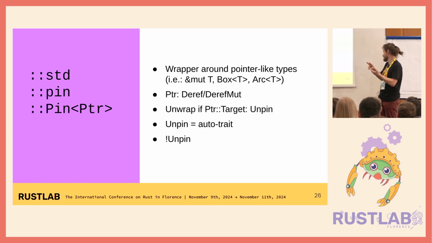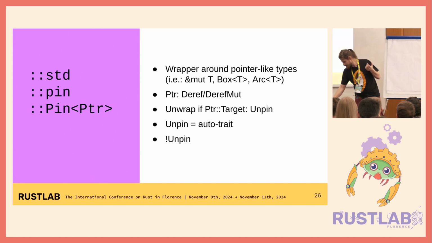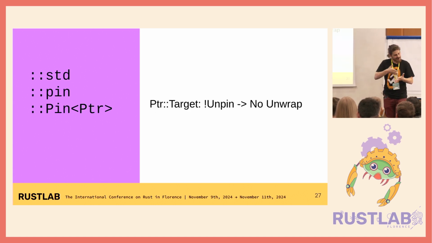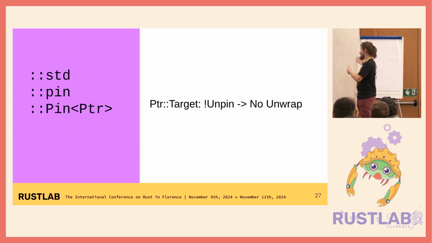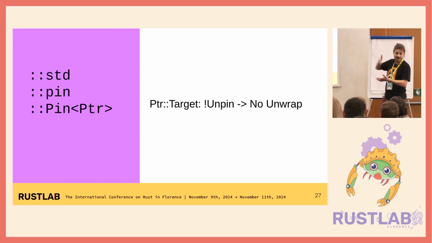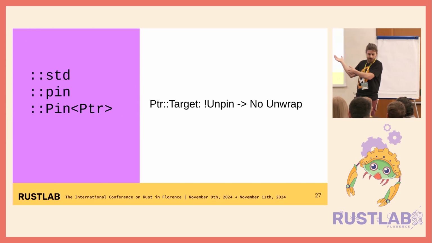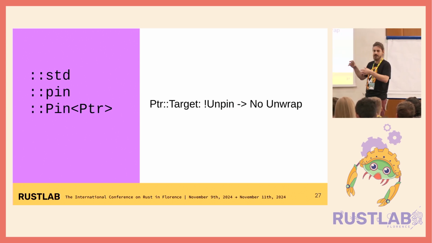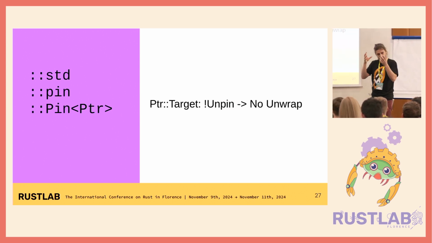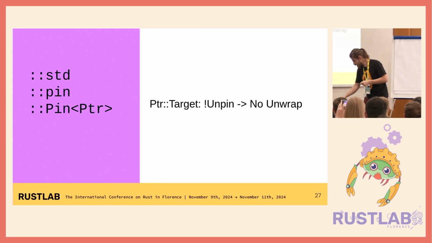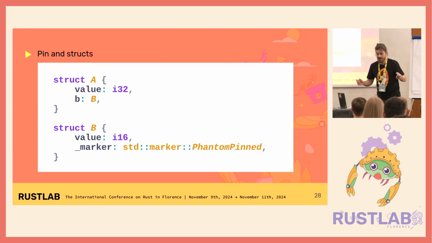It's a double negation. Just remember that you need to unwrap the thing, and you can do that only if the target of the thing is Unpin. If the target is !Unpin, then you cannot unwrap the thing. So if you have a Pin of a mutable reference to T, you cannot take the mutable reference to T if it's not Unpin. Okay? Let's look at an example.